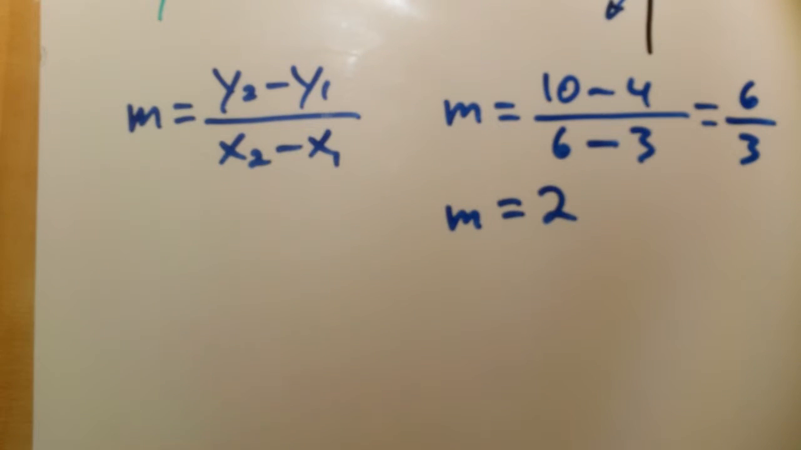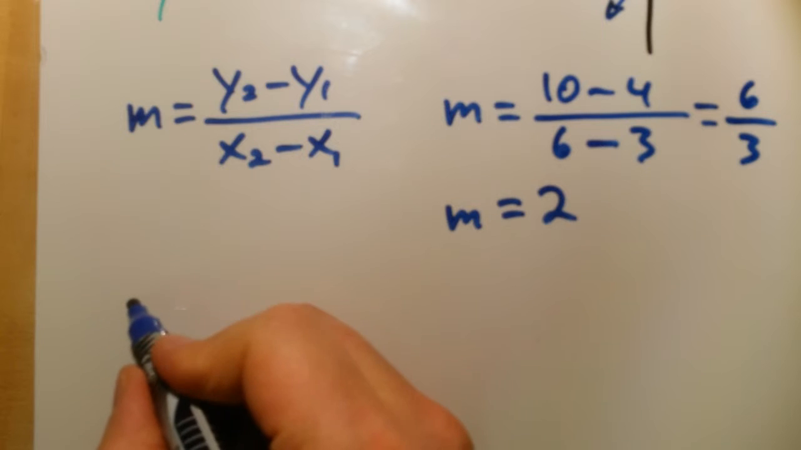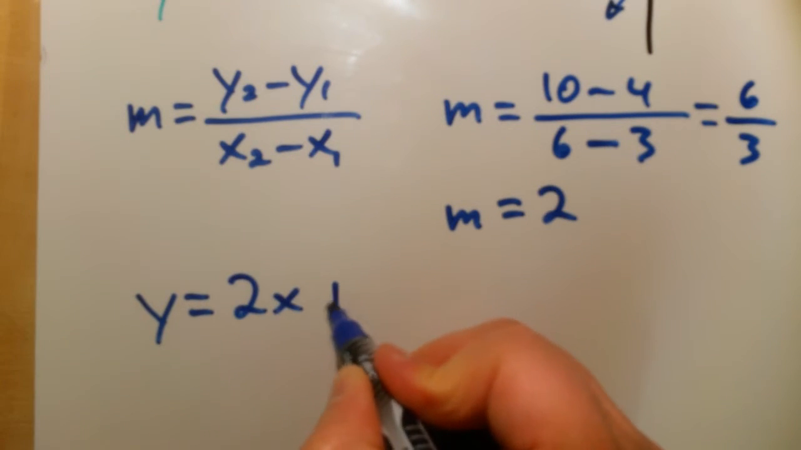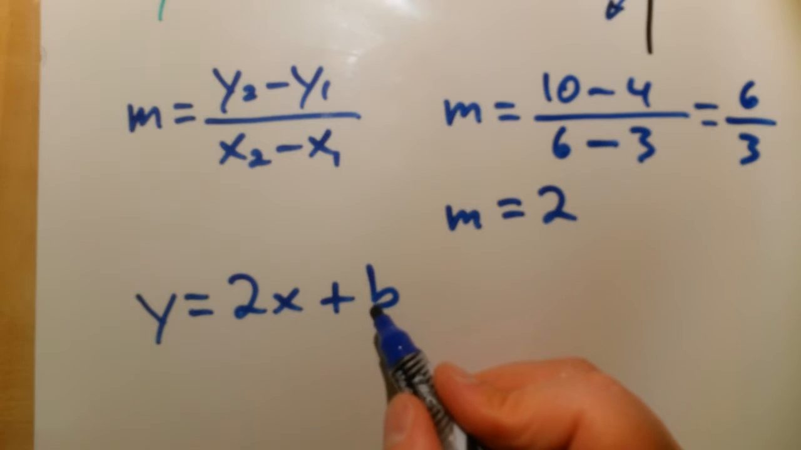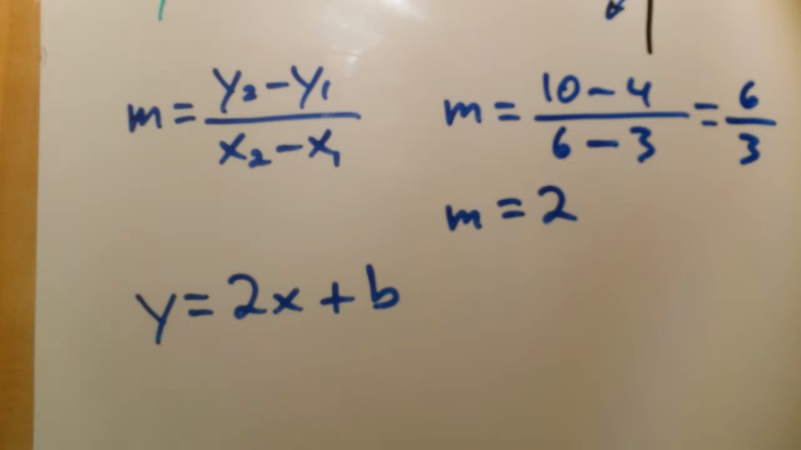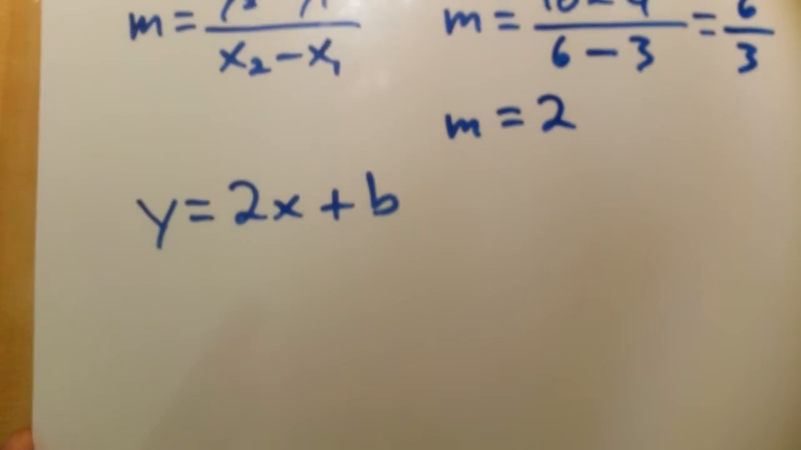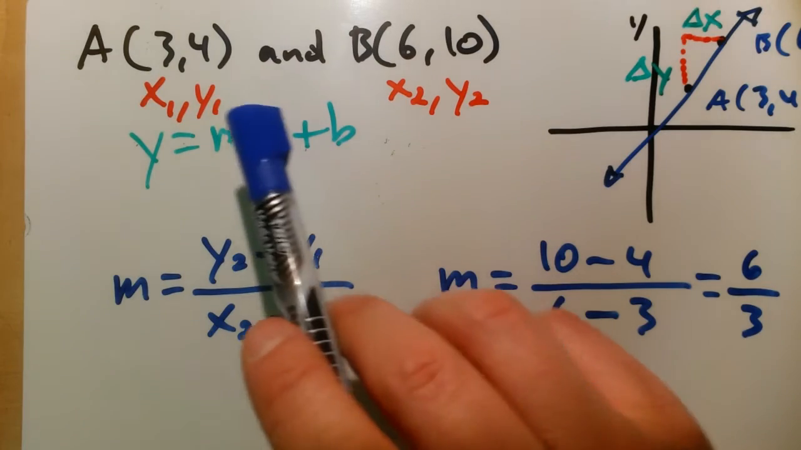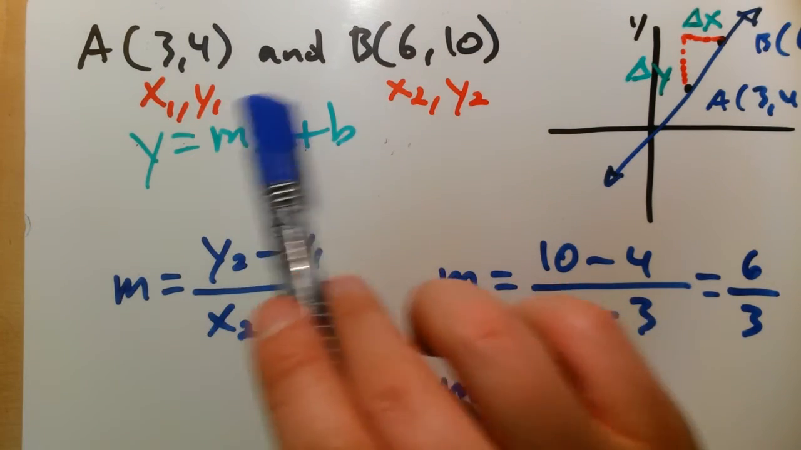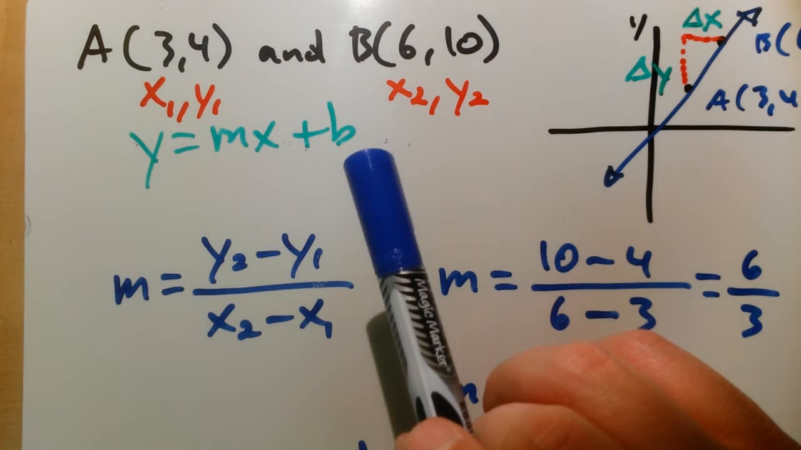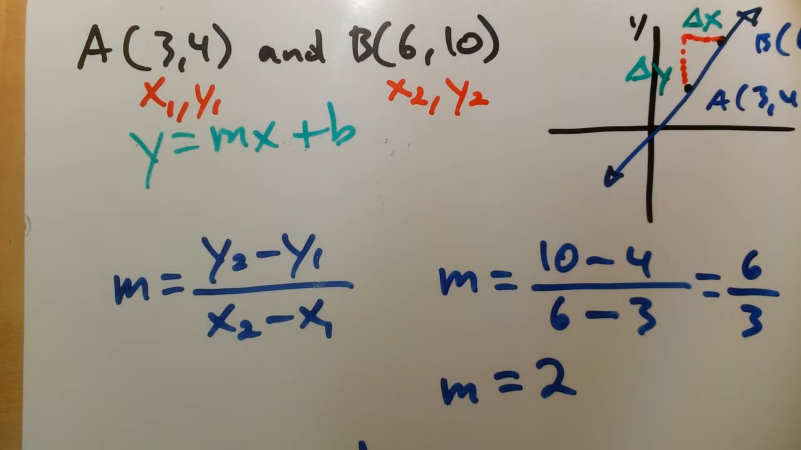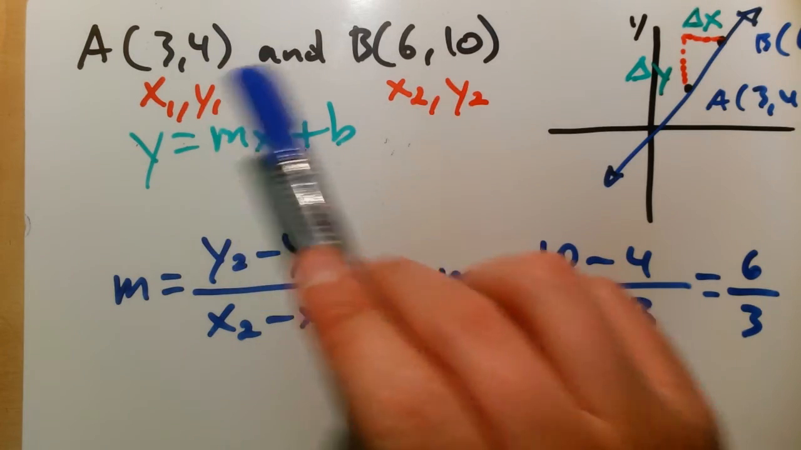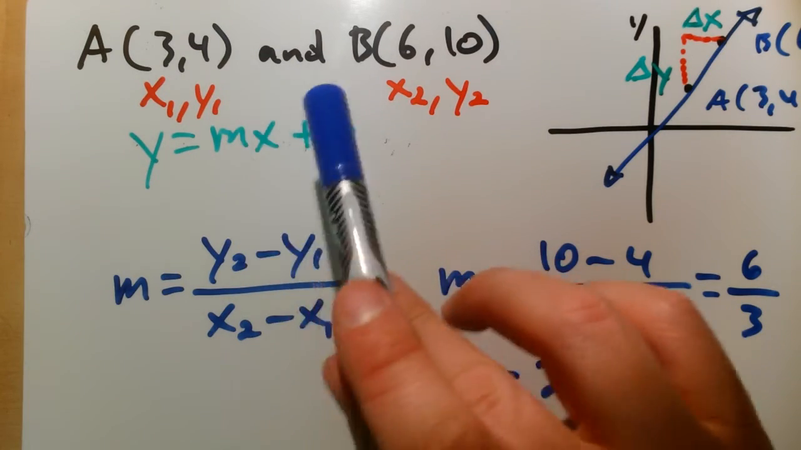So let's substitute our value here. y equals, so far we have 2x, and now we need to find the y-intercept, which is b. So how do we do that? Well, like the previous examples that we saw, we need a point on the line. In this example, we've been given not just 1 point, but 2 points on this line. So which point do we use? Well, it doesn't matter. You can choose this point or that point. Either way, both of these points belong to that line.